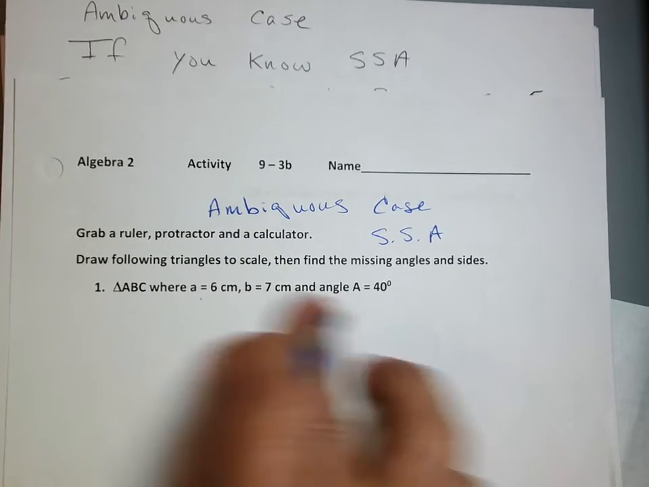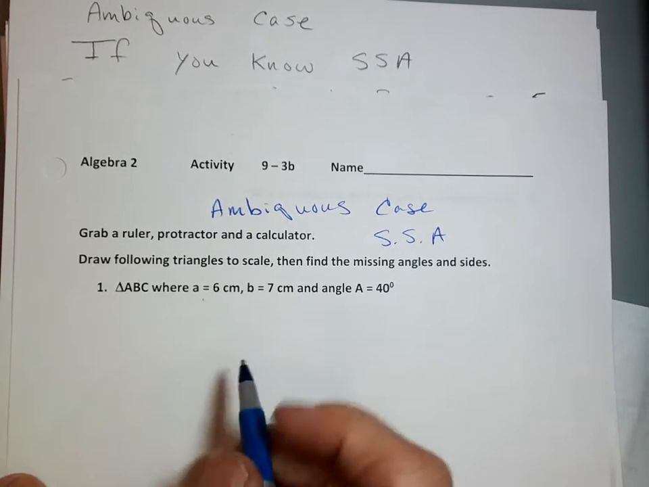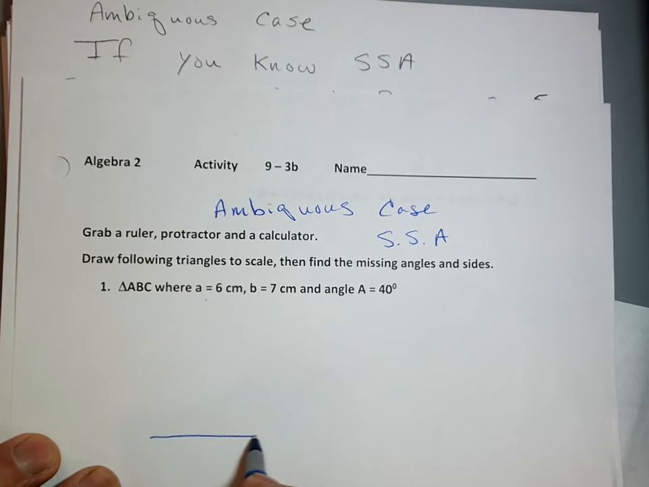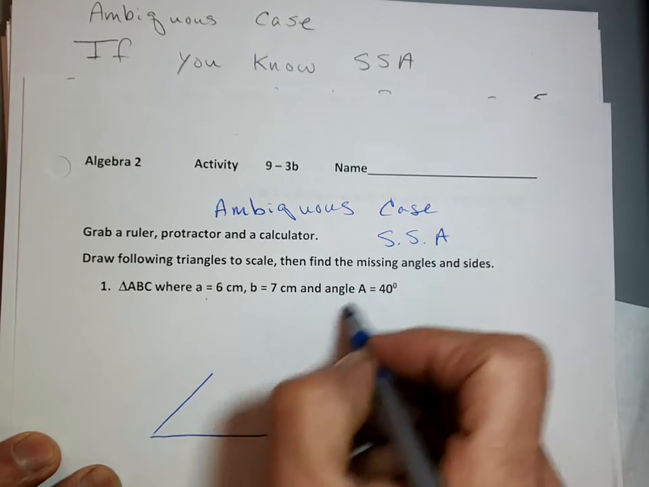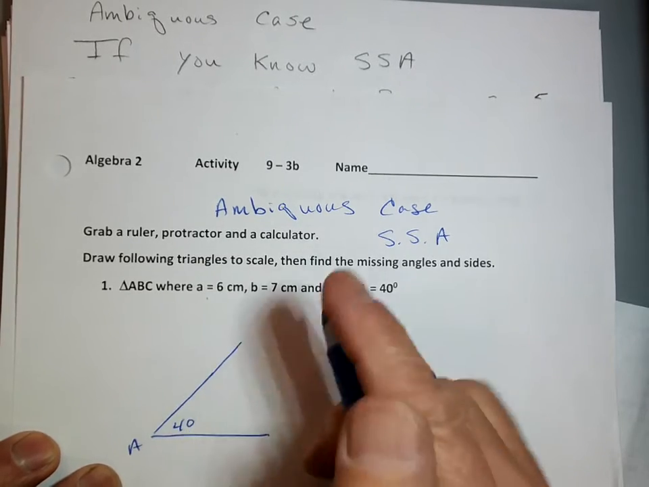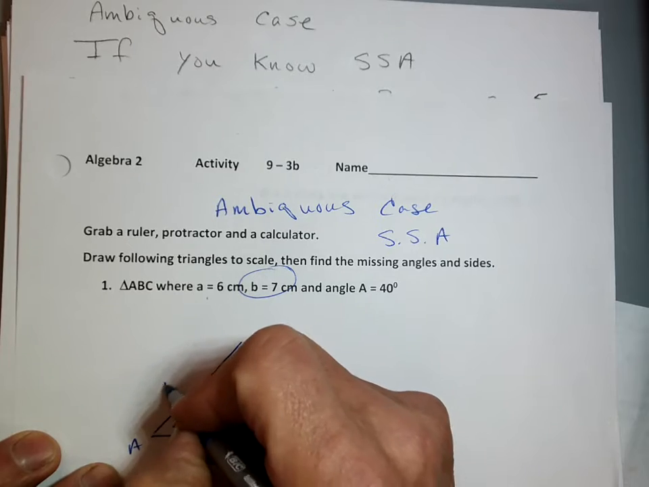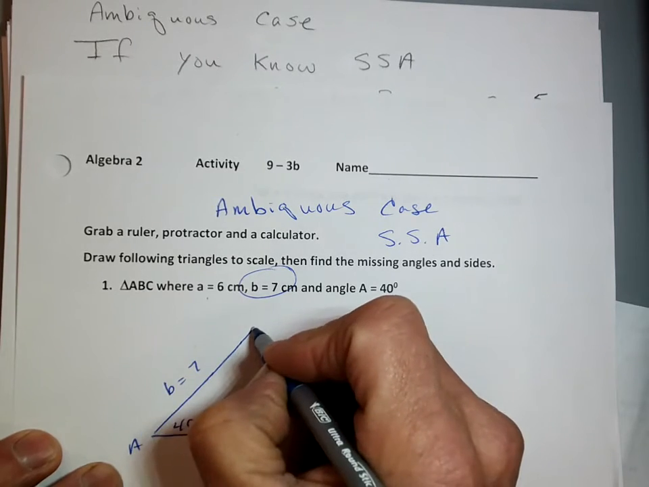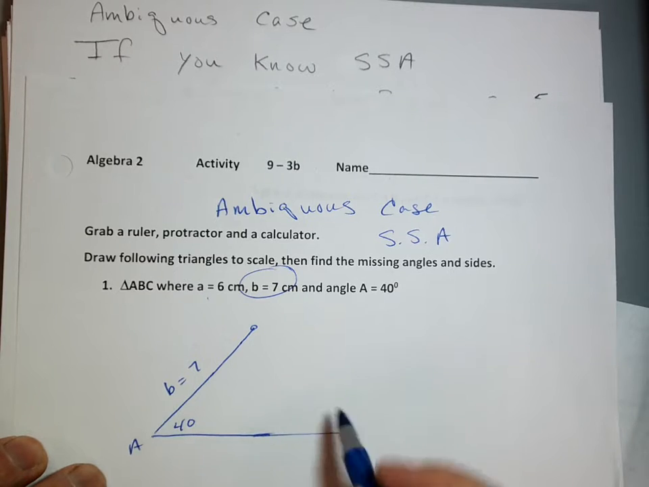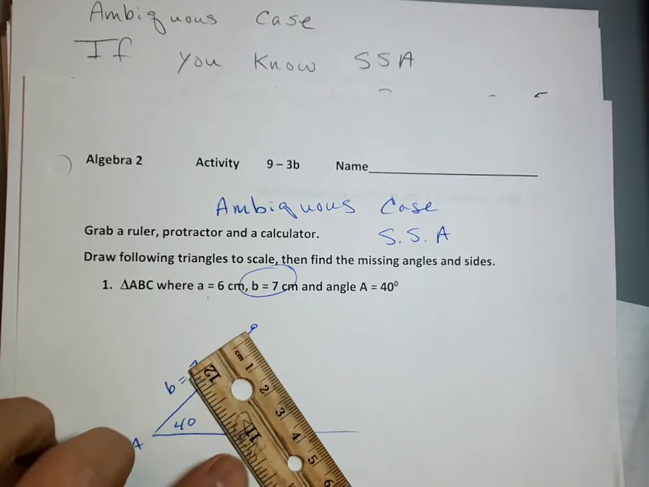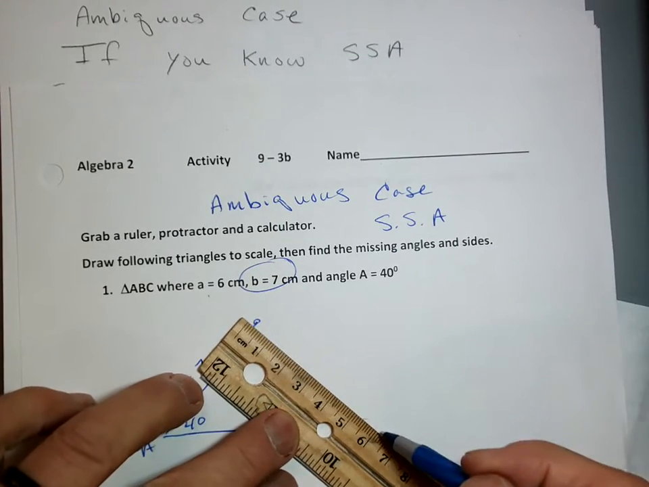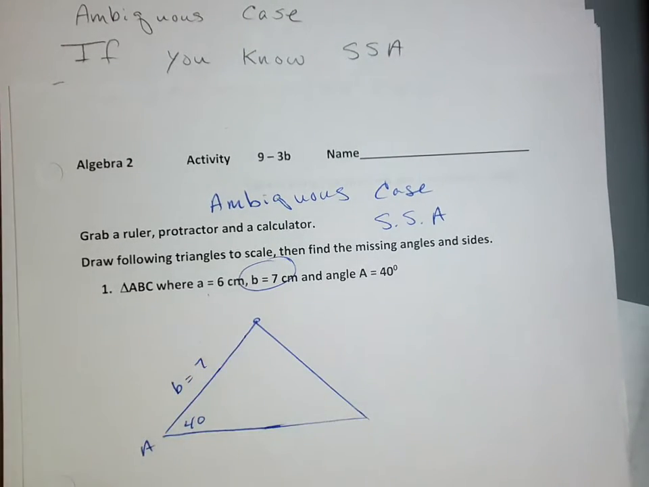Okay, I won't draw these to scale because we did that in class, but if you were to draw it to scale and you had angle A, 40 degrees. Let this be side B, and let it be 7. And then if a is 6, you don't know how long this one is, but it could be as long as you want. But if you try to fit in the 6 with your ruler, you could get a triangle that looks like this.